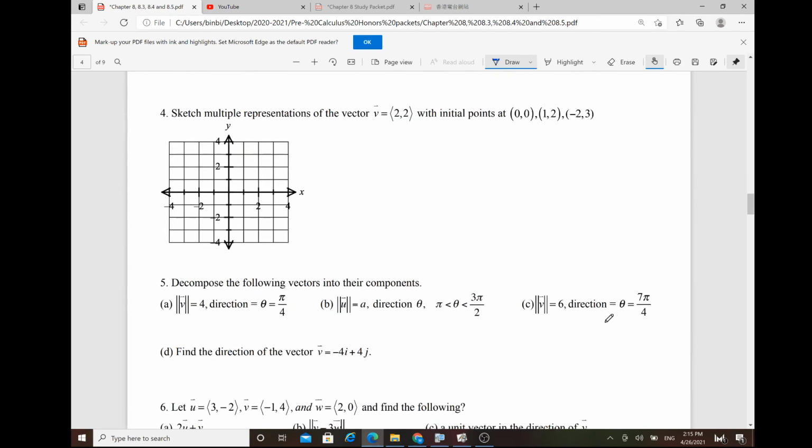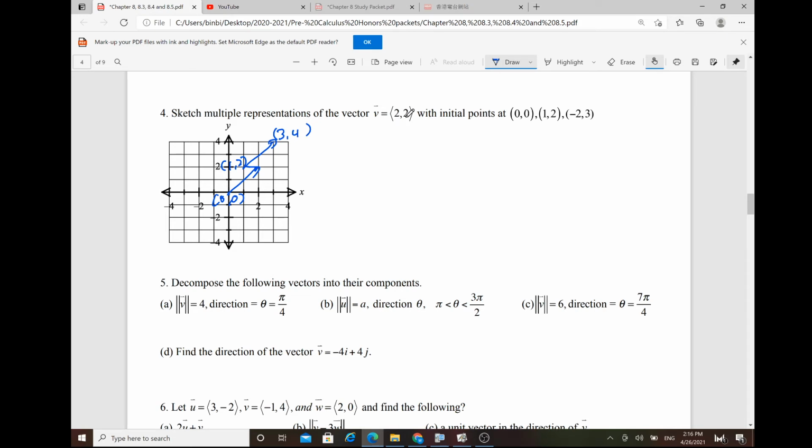And then the next one is quite similar. Sketch the multiple representations of vector <2, 2>. So <2, 2> with the initial position at 0, 0 is like this. But now with different initial positions. Okay, <2, 2>, then that'll be like that. With the initial position 1, 2. So 1, 2. Okay, let's use a different color. <2, 2>, and that'll be like that. So it started at 1, 2, all the way up here, which is what? 3, 4.